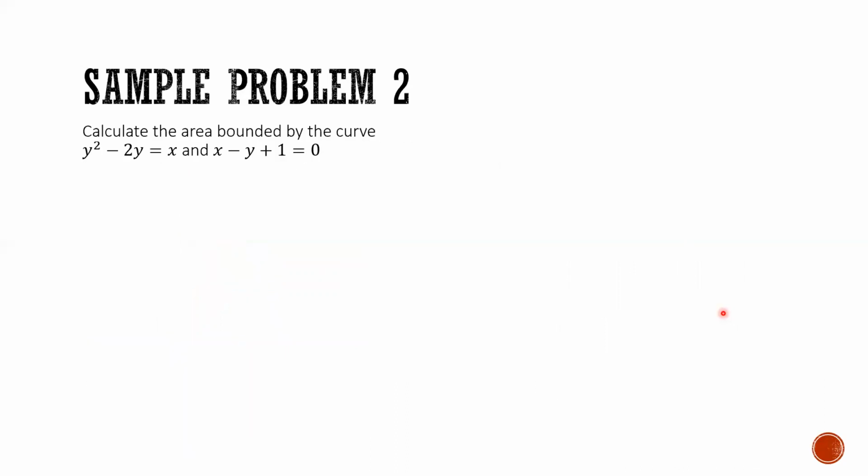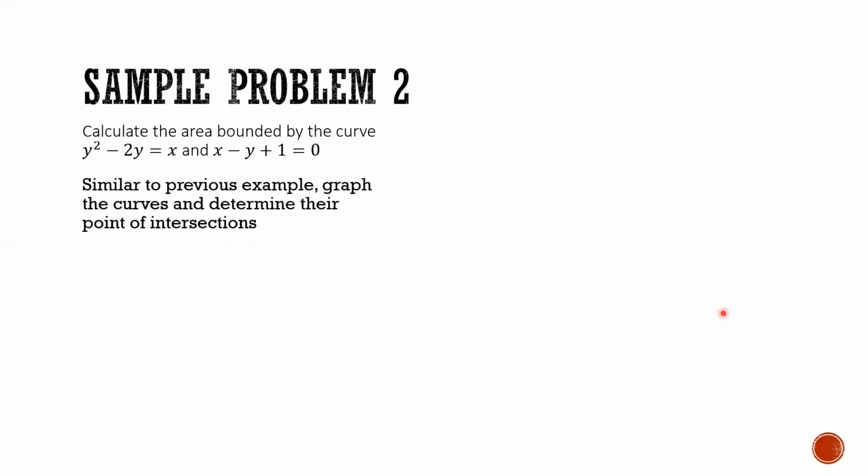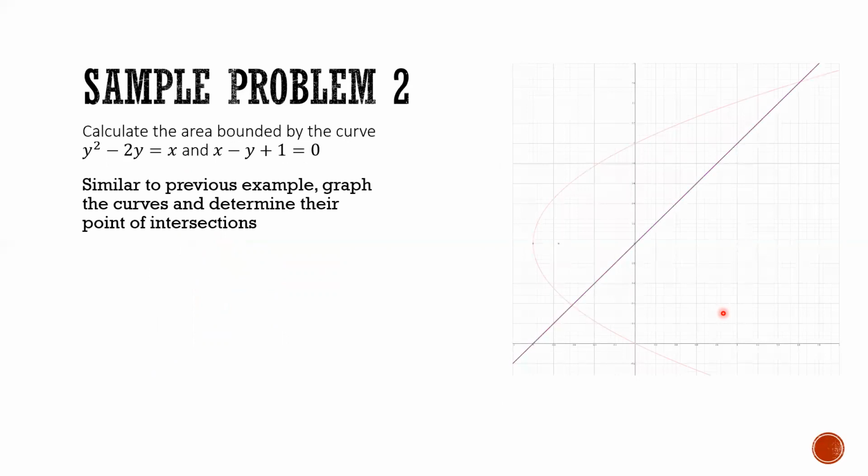Now let's have another example. This time, we are asked to calculate the area bounded by the curves y squared minus 2y equals x and x minus y plus 1 equals 0. Similar to the previous example, we just need to graph the curves and determine their points of intersection. The graph of this is going to be a parabola and the graph of this is going to be a line, as shown here. So this is the line and this is the parabola.